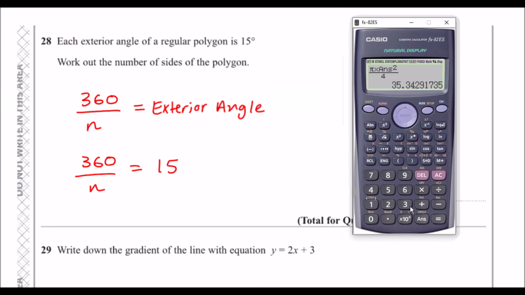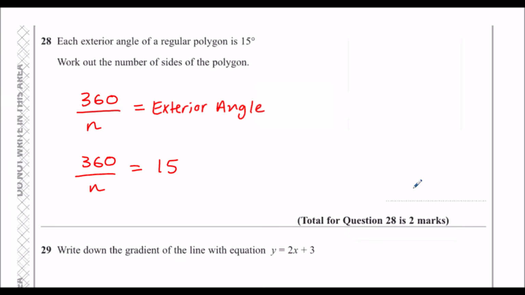And what we can actually do is 360 divided by 15, and that's 24. So 360 divided by 24 is 15. So 24 times 15 make 360. So n must be 24. 24 sides.